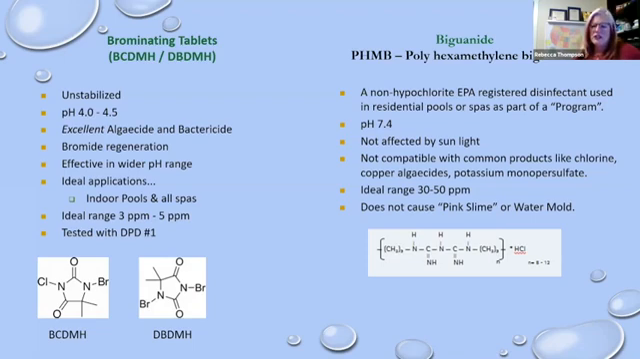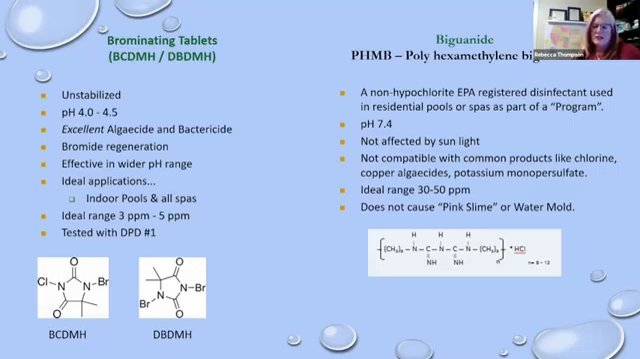Another EPA registered sanitizer that's not found in nature is biguanides, polyhexamethylene biguanides. And you can see it's a very long molecule. It just repeats itself. It is a non-hypochlorite EPA registered disinfectant. It's used in residential pools and spas. It is a program. It cannot be used in commercial pools and spas.